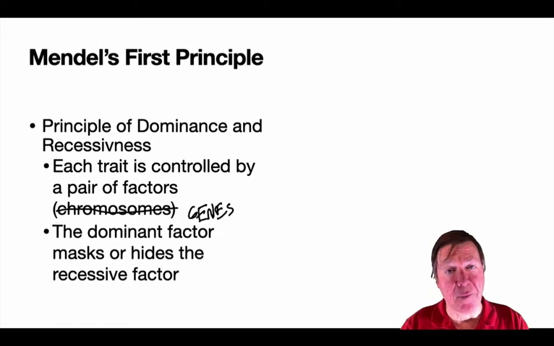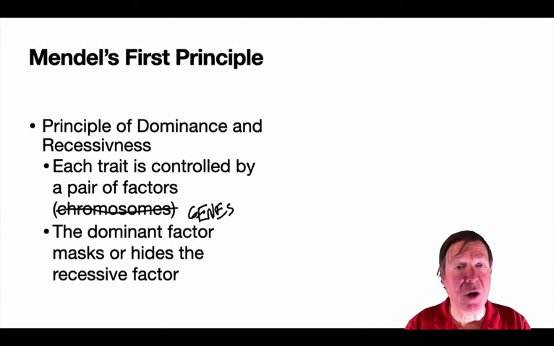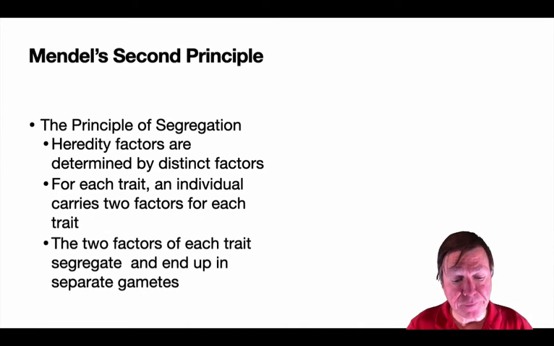Brown eyes are dominant to blue eyes. Doesn't mean they're better, doesn't mean they're stronger, it just means that when you have a blue eye gene and a brown eye gene, the brown eyes show up. Yellow peas are dominant to green peas. Doesn't make them better, doesn't make them worse, doesn't make them stronger. It just means that when you cross a yellow and a green, the yellow one shows up and the green one won't.